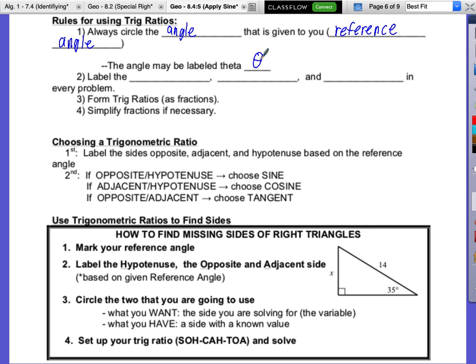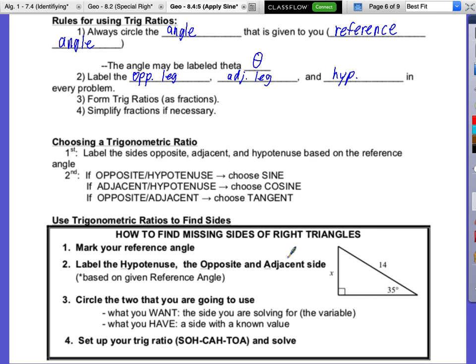Now, on these, we're going to try and get in the habit to label the opposite leg, the adjacent leg, and the hypotenuse in each problem, based upon your reference angle. So we're going to get in the habit of doing that for every problem.